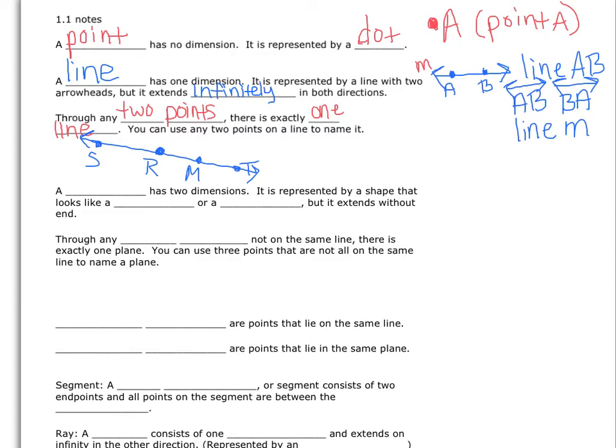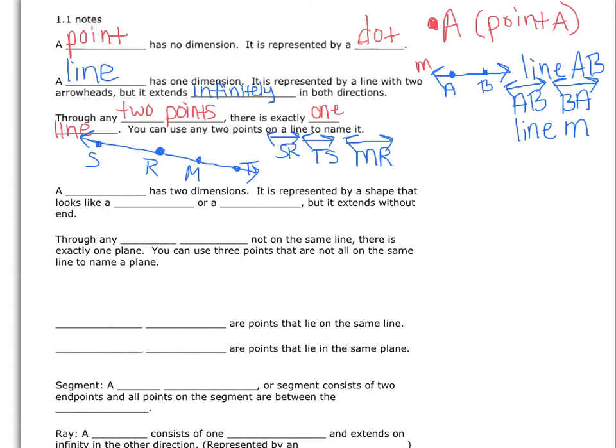So we could call this line SR. If we still use the symbol, we could call it TS. So any two of those letters, we could say MR. So hope you get the point. Any two, any direction.